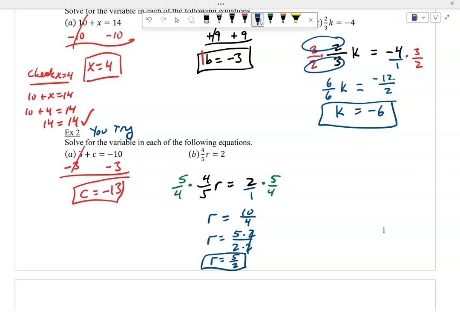I'll add one more in. Let's say we got 3x equals 18, and we're solving for x. I would divide by 3 on both sides because I know 3/3 x is 1x. I'll divide by 3 on both sides, and I get x being 6. Now let's get into some multi-step equations.